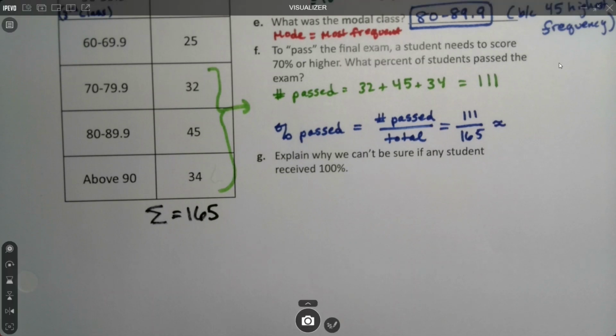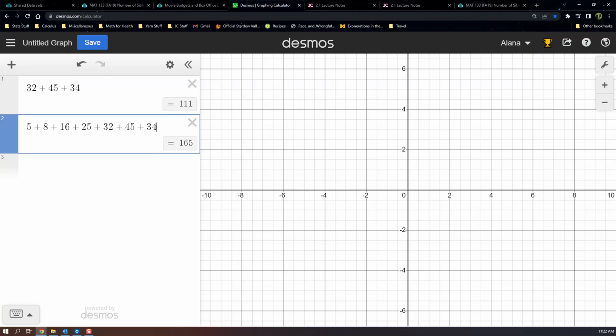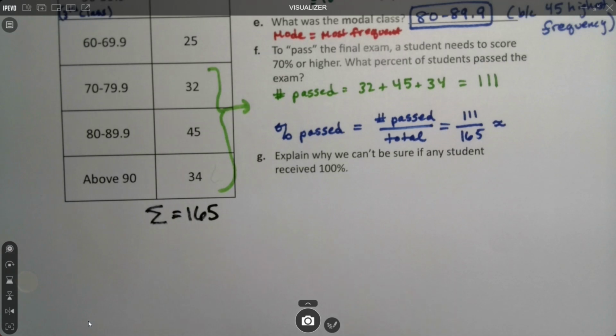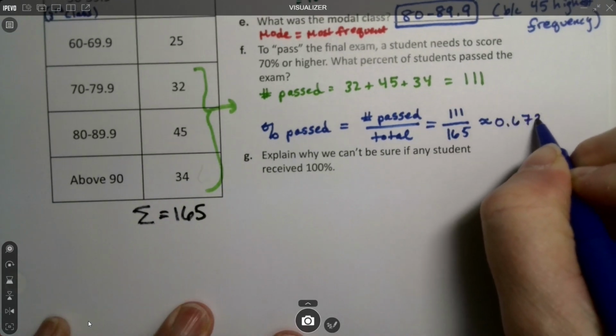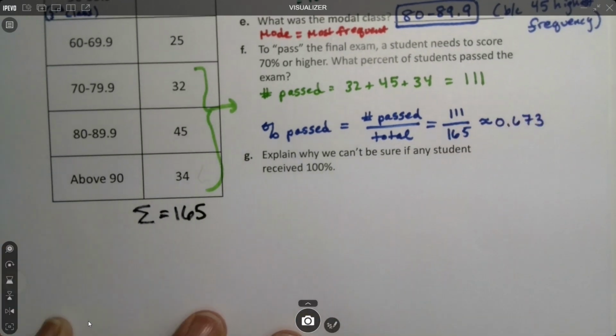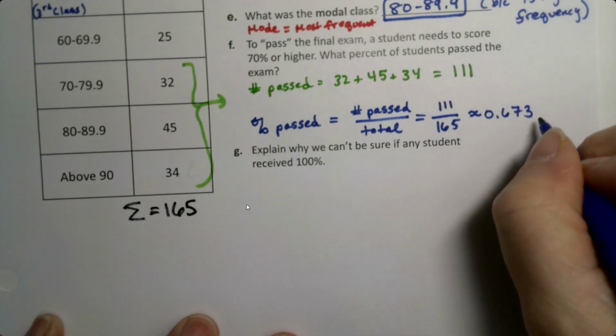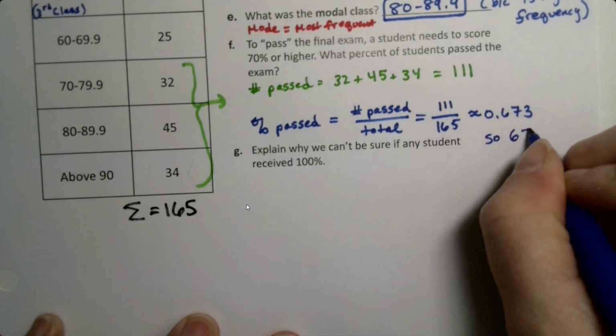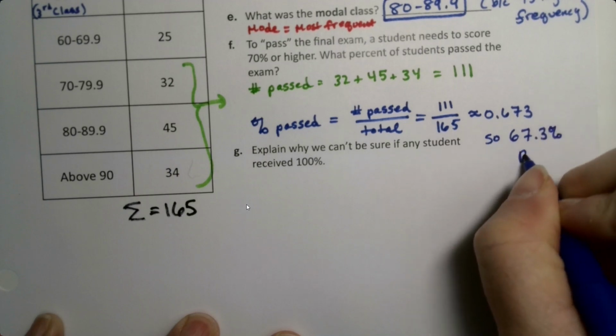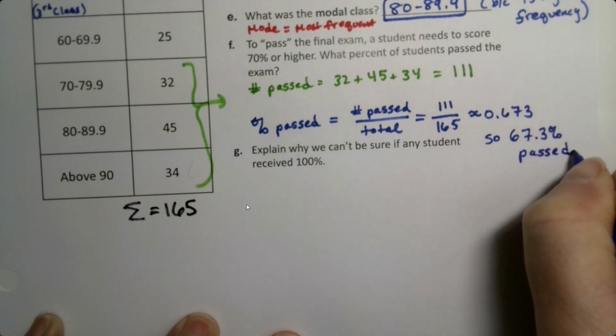I got to get out of here and into Desmos again. All right, so 111 over 165, it's 0.673, right? Because if we round that 2 up, we would go to 3. So 0.673. Now that's not a percentage. That is a relative frequency, if you will. It's a decimal. So the percent that passed is 67.3%.